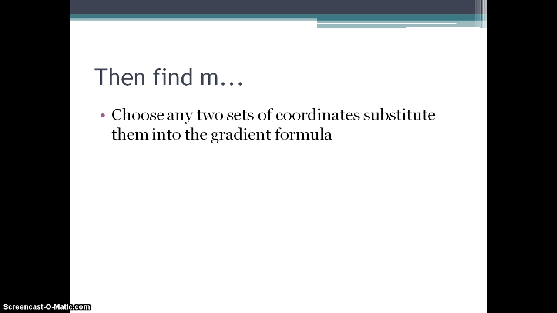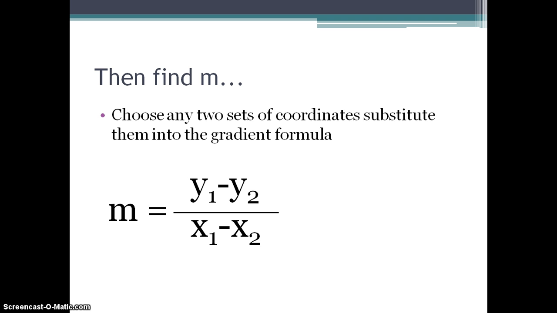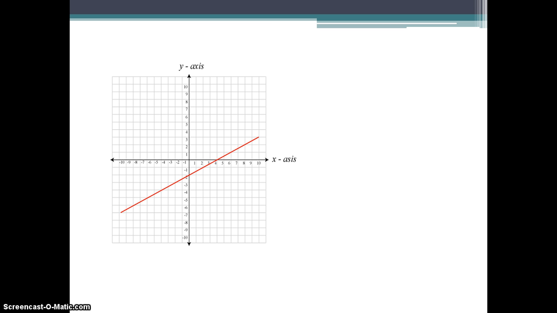m is our gradient. To find the gradient, we use our gradient formula. We need two sets of coordinates, and then we just substitute them into this formula that we know already. m equals (y1 minus y2) over (x1 minus x2). It's simply the change in y over the change in x. And regardless of which coordinates you choose, you're going to get the same value. The gradient is the same for the whole line. Let's look at an example together.